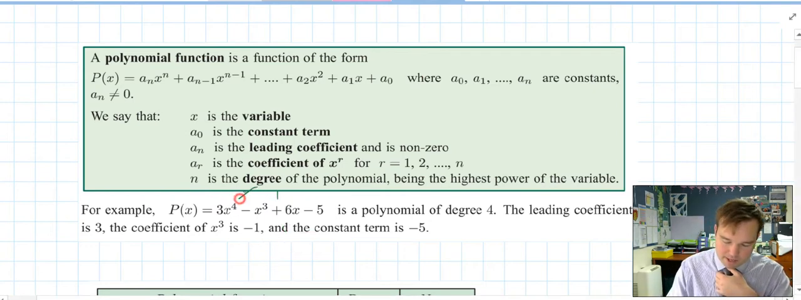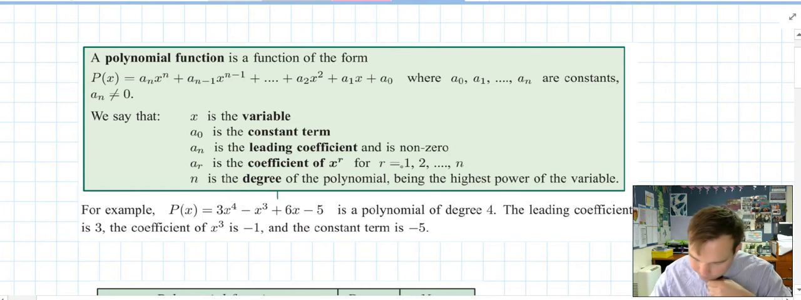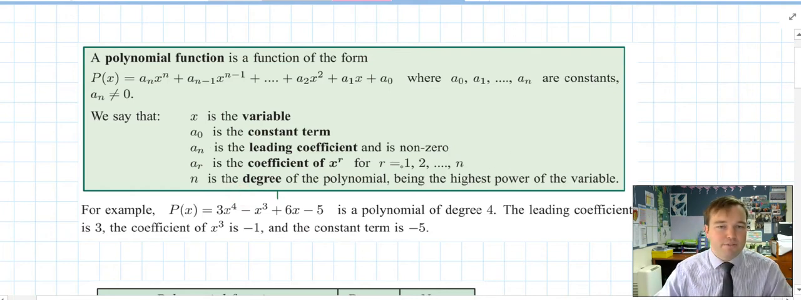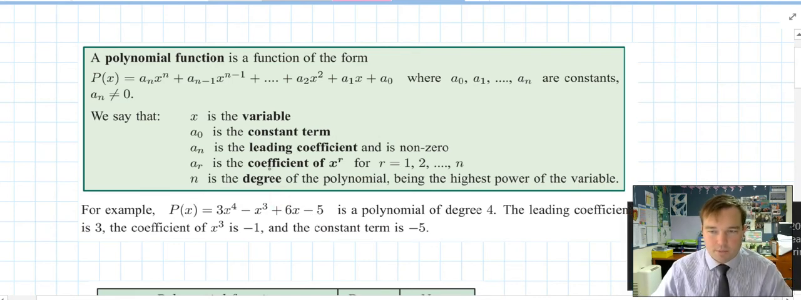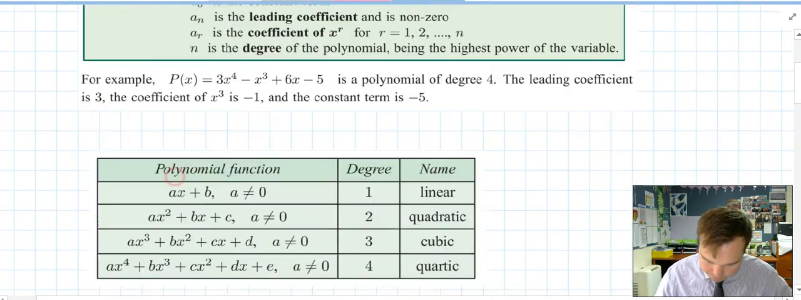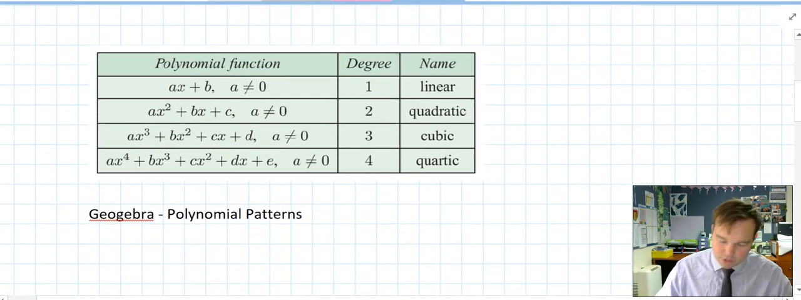Degree is the highest power, so this is a degree 4. And you can be asked to find the coefficient of x squared, for example. Here, in our example, the coefficient of x squared is 0. The coefficient of x cubed is minus 1. Alright, so you've seen some of these already. Degree 1 and 2 are linear and quadratic, then cubic, quartic, and others where you're looking at.